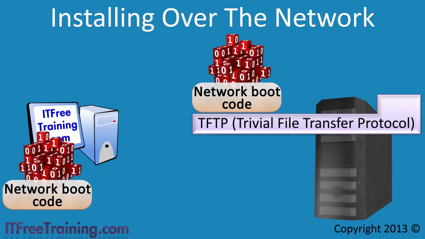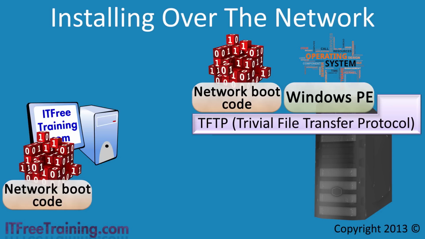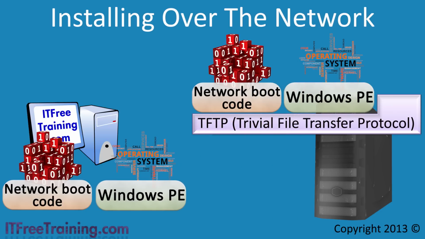Now that the boot code has been transferred over the network, the next step is to get Windows PE to the desktop. The same process can be performed as with the boot code. Windows PE is made available via TFTP, and then copied to the desktop.